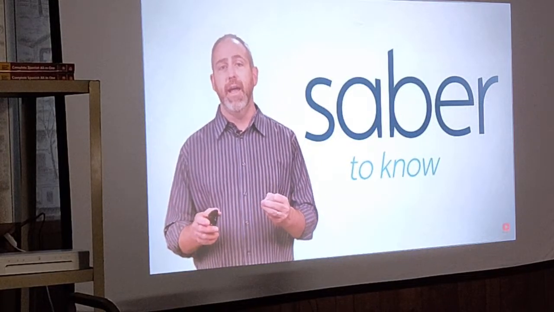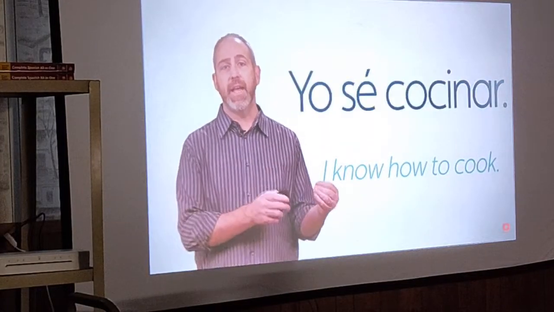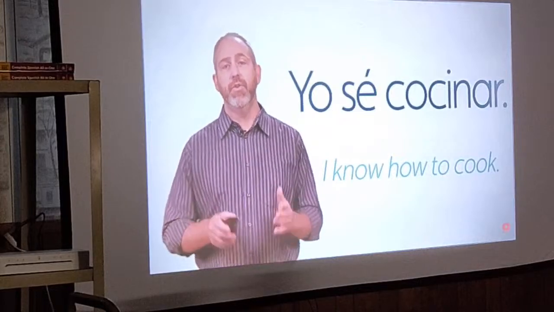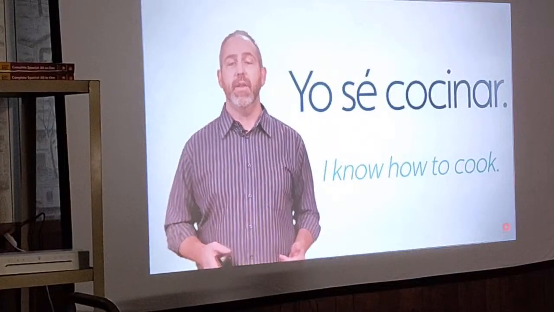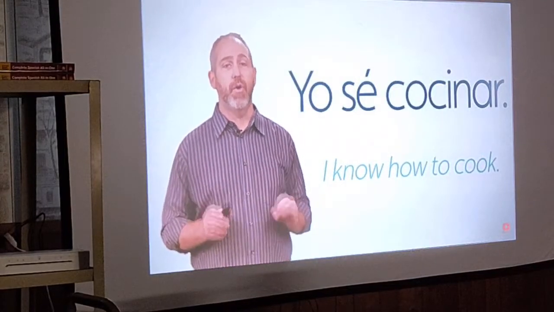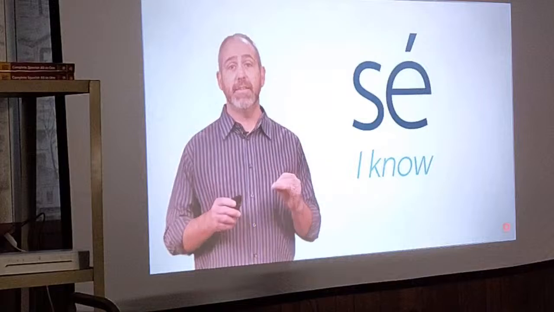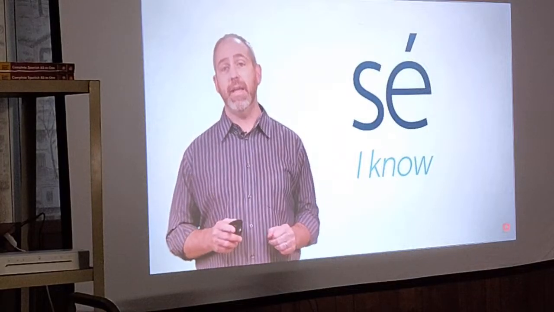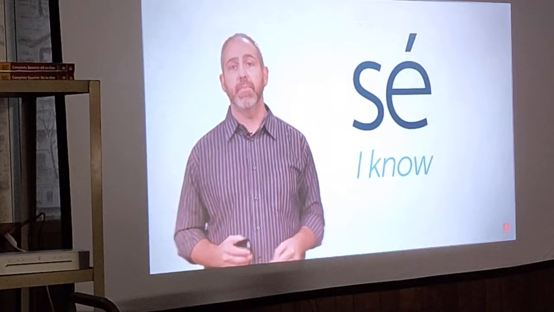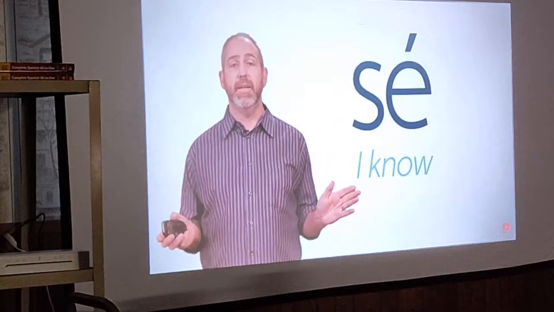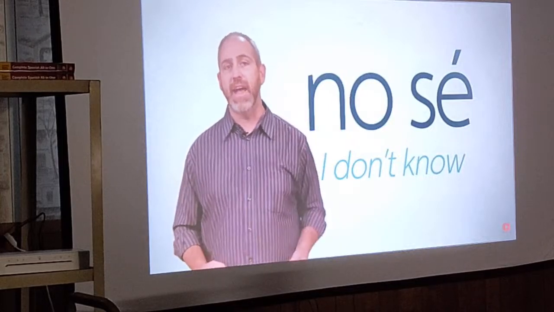If I were going to say, I know how to cook, I say, I know to cook. Yo sé cocinar. I don't say I know how to. You just say, I know to cook, or I know to play guitar. That's how we say we know how to do something. But its yo form is not sabo, S-A-B-O. It's sé, S-E with an accent on the E. And that means I know a fact, I know information, I know something that you just told me. And if you don't know something, you've heard anybody say, no sé? That's them saying, I don't know. I don't know the fact that you're asking about.